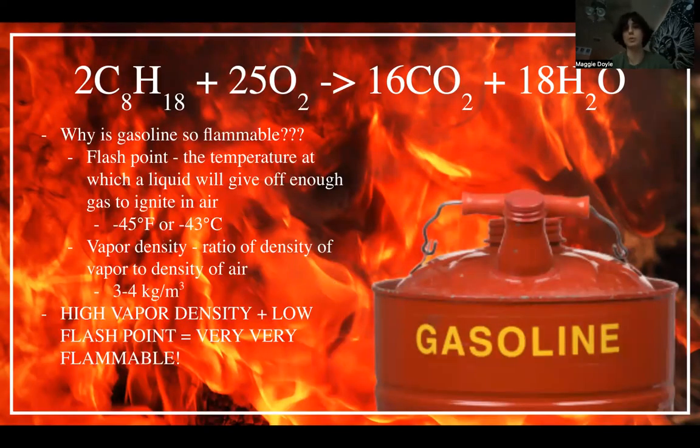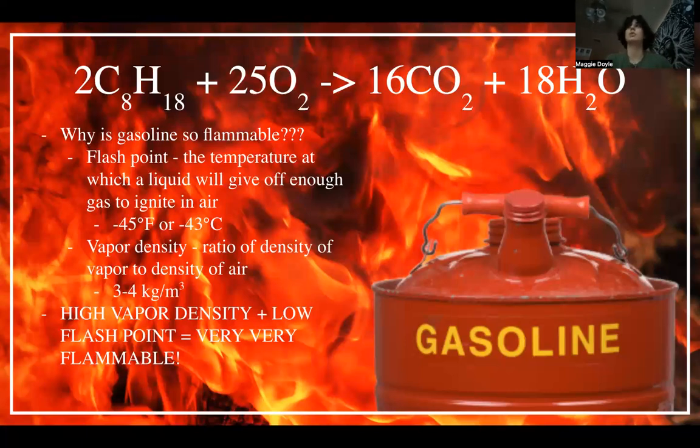Because we all know the gasoline is flammable and it will catch on fire, I want to talk about why it is so flammable. There's two main things that make things flammable or combustible, and that's flash point and vapor density. Flash point is the temperature at which a liquid gives off a vapor that can mix with air and ignite. It's basically when a liquid can put off a flammable gas. Gasoline's flash point is negative 45 degrees Celsius, or negative 43-ish.